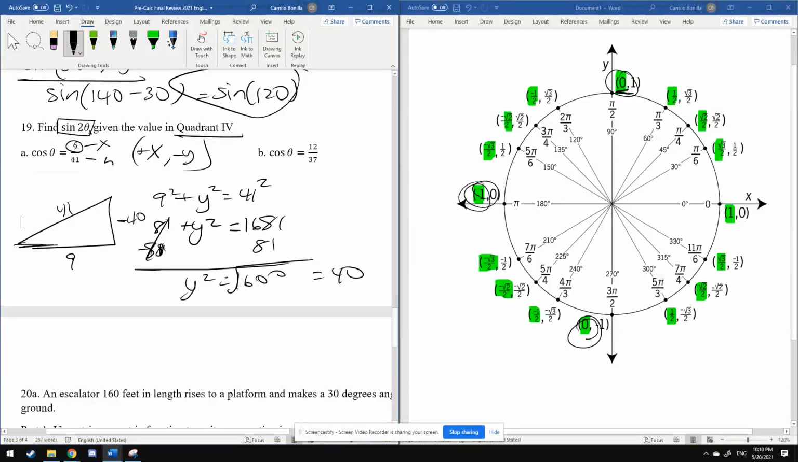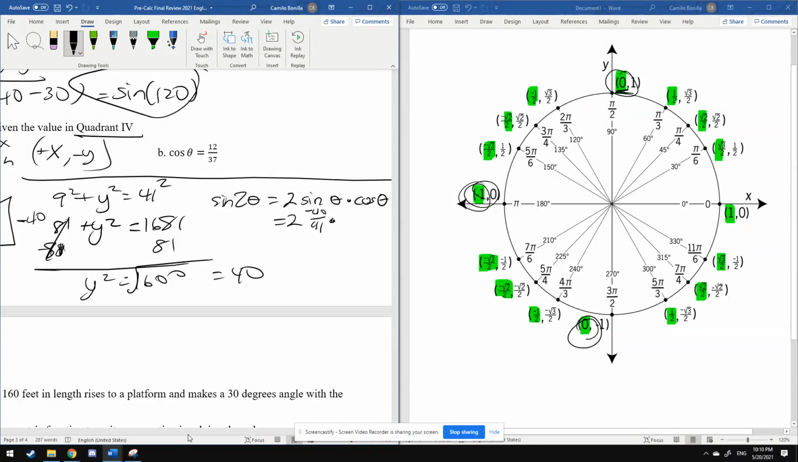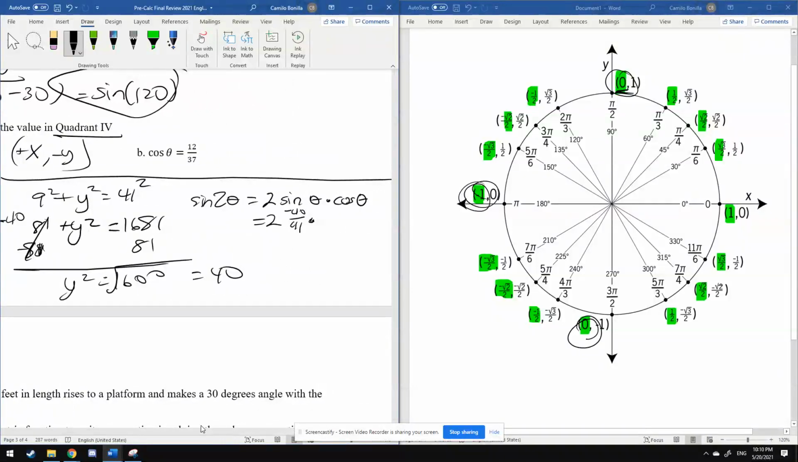Okay, we're not done. This is still one problem. The formula for sine 2 theta is 2 sine theta times cosine theta. So I have 2 times sine, which is negative 40 divided by 41, times cosine, which we got as 9 over 41.